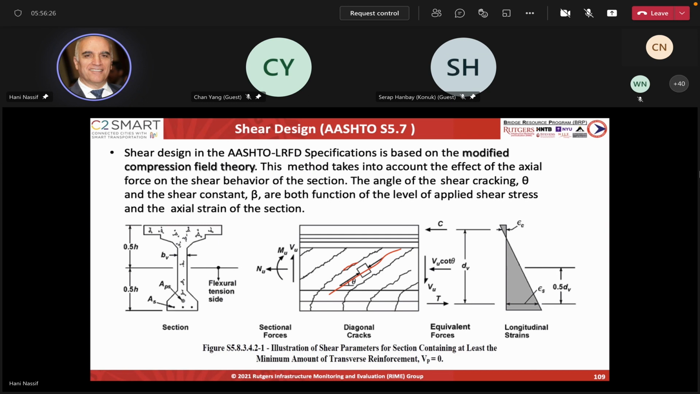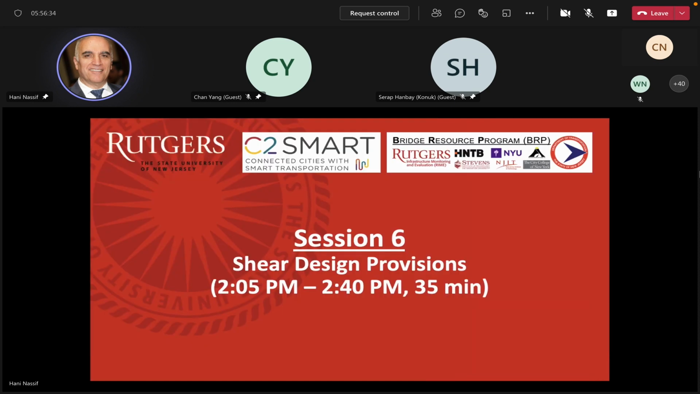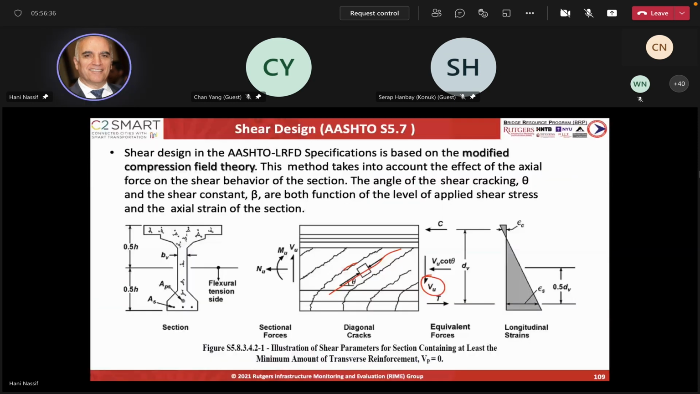He was saying that I have a vertical shear coming from the applied shear, but I will also have this V going along the strut, and because of the angle theta, I can find this resultant here, which he called VU cotangent theta. So that was his basic approach.